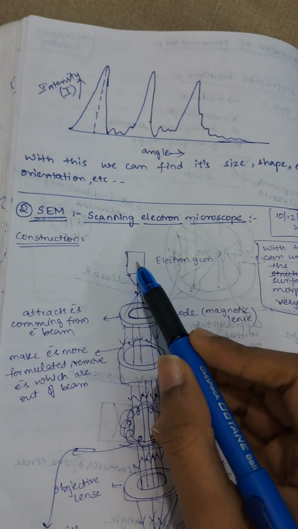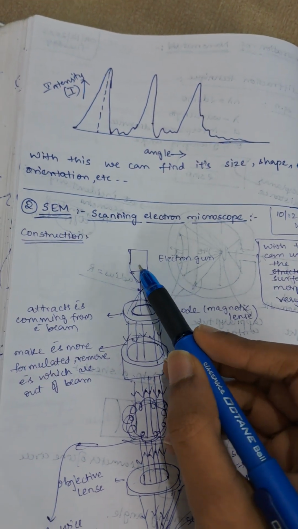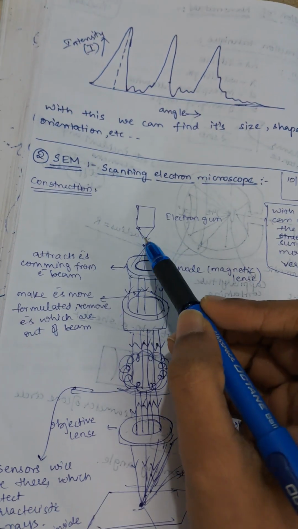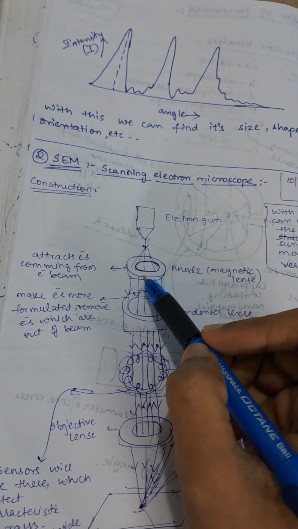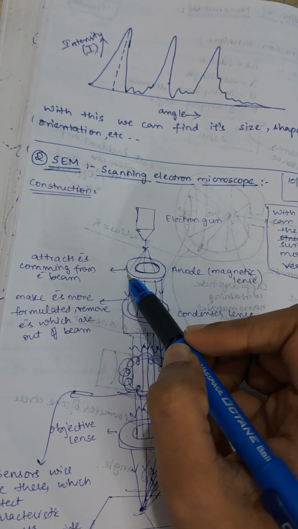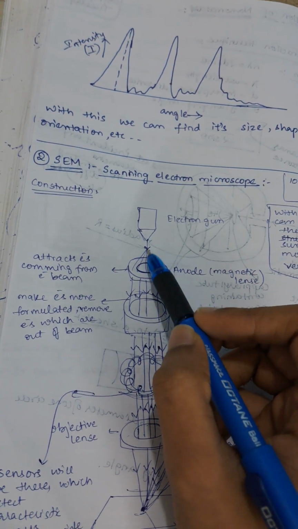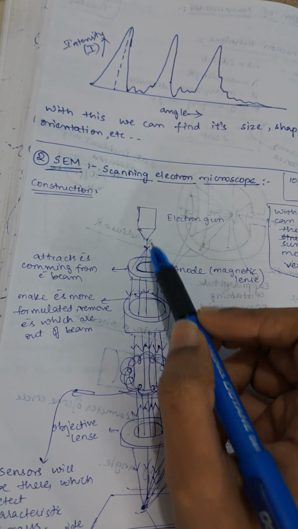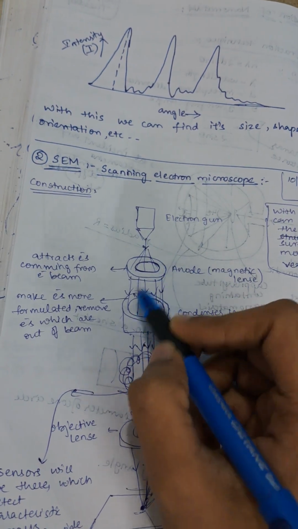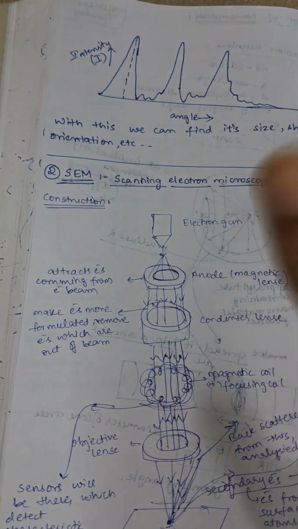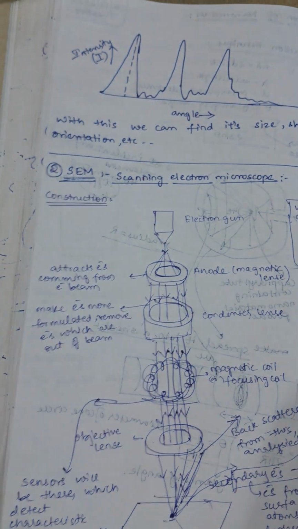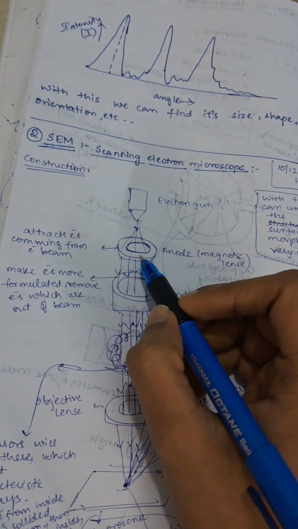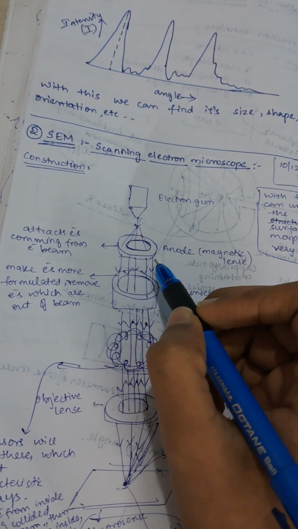First, we need an electron gun. This electron gun will produce a high energy beam of electrons. These electrons are attracted by the anode because it is positively charged. As it attracts them, it gives them a direction. The direction of the electrons is given by the anode because it attracts them in this direction.